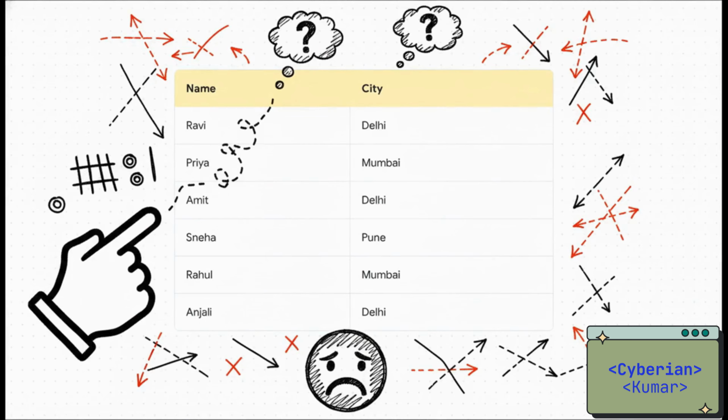Now, if you just stare at the raw data like this, trying to answer that question is a total pain. You have to scan the list with your eyes, keep a running tally in your head. Okay, Ravi's 1 for Delhi. Priya's 1 for Mumbai. Amit, okay, that's 2 for Delhi. It's slow, it's boring, and you're probably going to make a mistake.